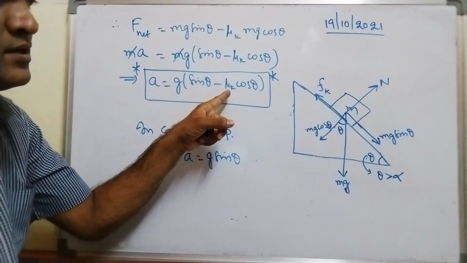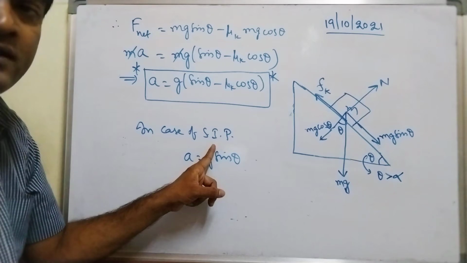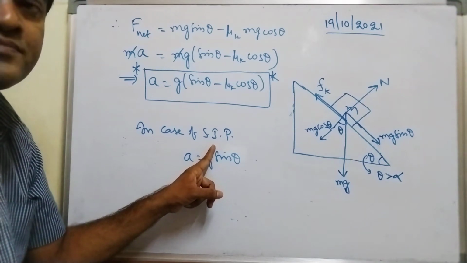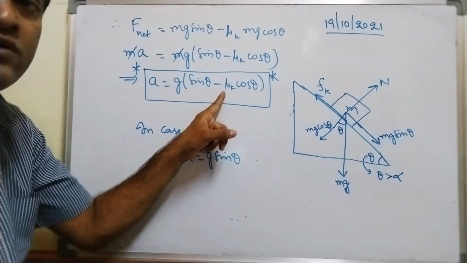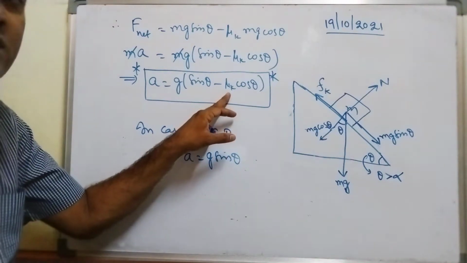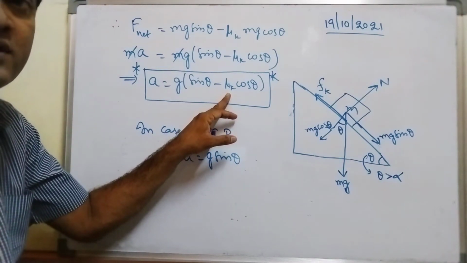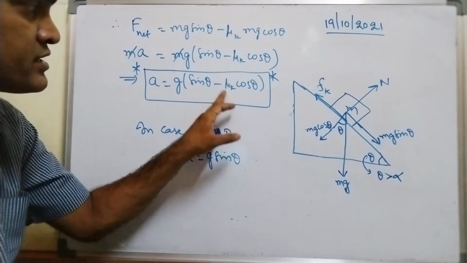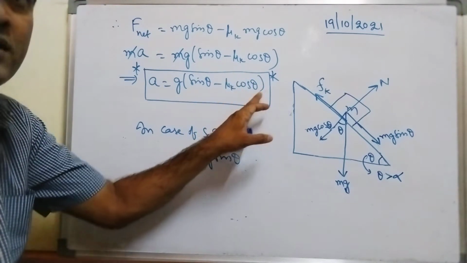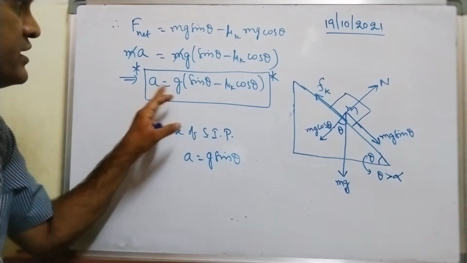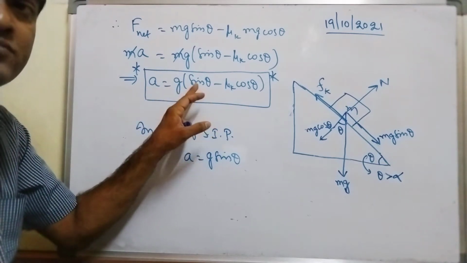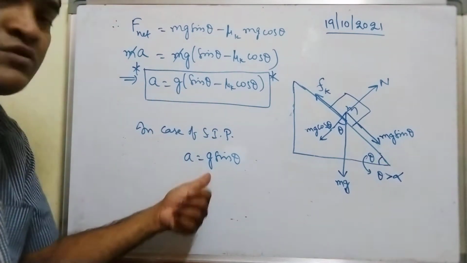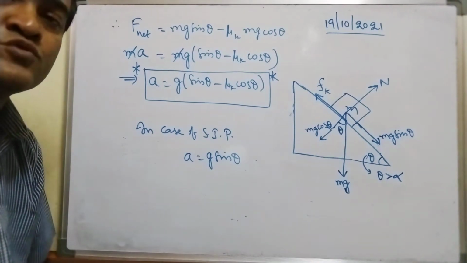Because in the case of a smooth inclined plane, when there is no friction at all, you can't expect a coefficient of friction. That means mu k is equal to 0. In the case of a smooth inclined plane, mu k is equal to 0, so this term becomes 0. When this term becomes 0, you will get simply A is equal to g times sin theta. That is the case of a smooth inclined plane.